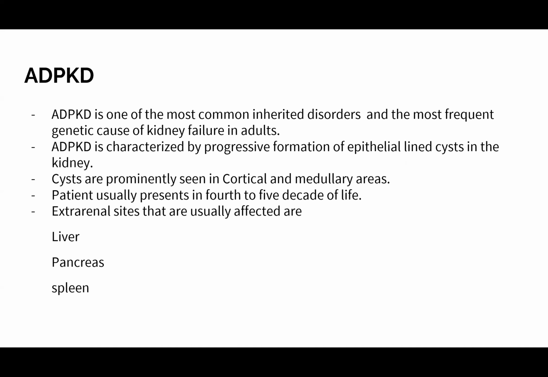ADPKD, autosomal dominant polycystic kidney disease, is one of the most common inherited disorders and the most frequent genetic cause of kidney failure in adults. ADPKD is characterized by progressive formation of epithelial lined cysts in the kidney. Cysts are prominently seen in cortical and medullary areas. Patient usually presents in the 4th to 5th decade of life. Extrarenal sites that are usually affected are liver, pancreas, and spleen. This is very important to note.